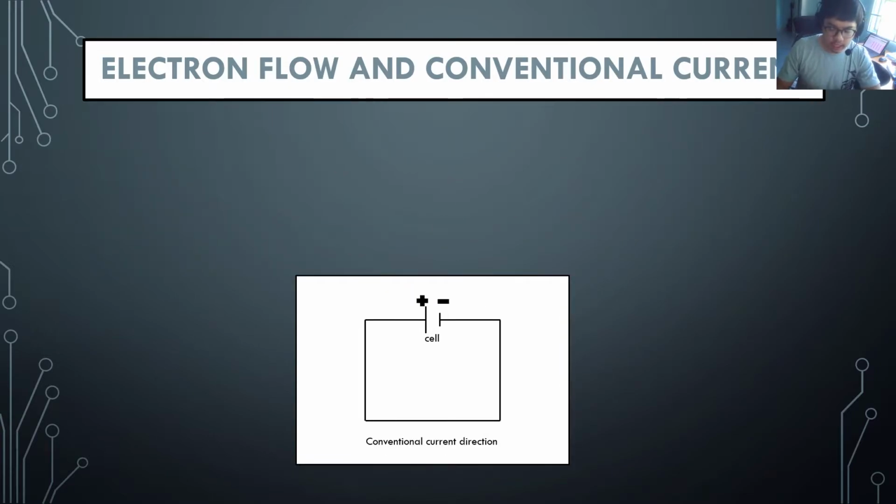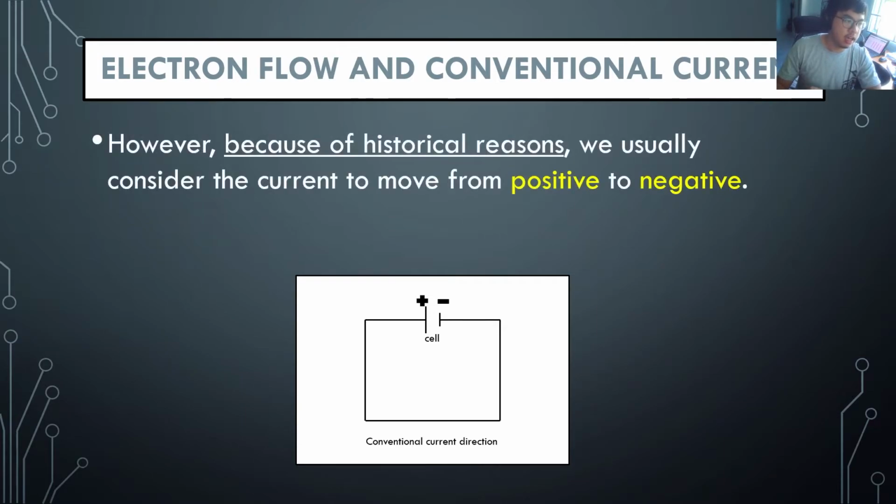Now, something that you need to know about current: we consider current to flow in the opposite direction of the flow of electrons. This is because of historical reasons. Back in the old days, scientists thought of current as positive charges, and they thought current moves from positive to negative. But after years of research, scientists found out that actually current is made out of negative charges and it actually flows from negative to positive.